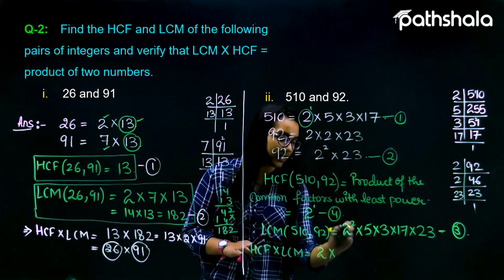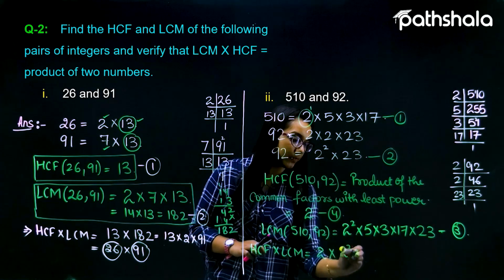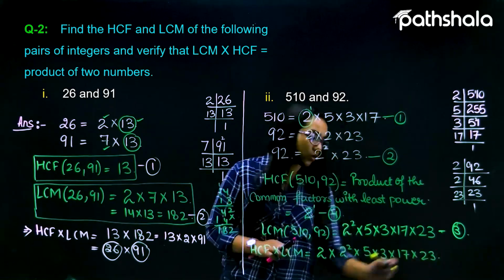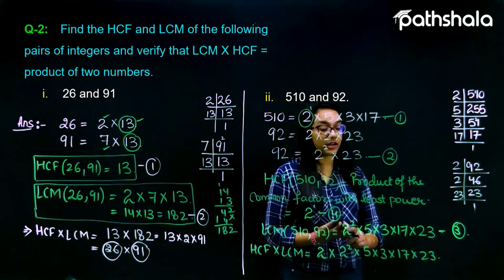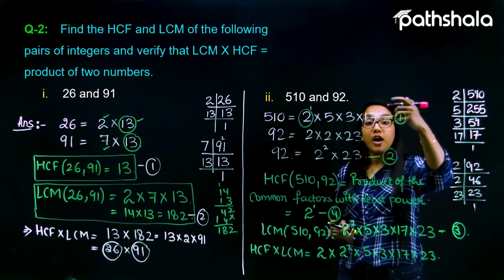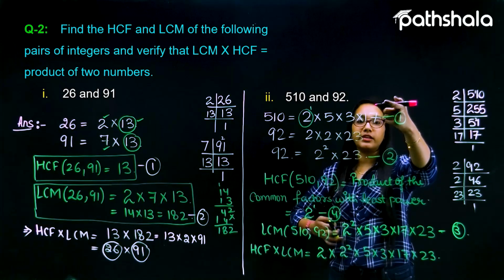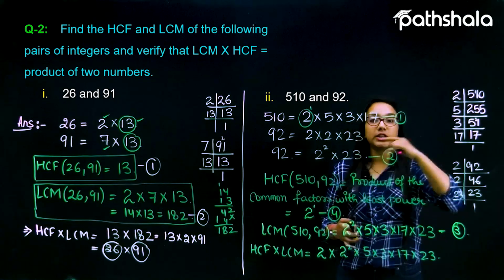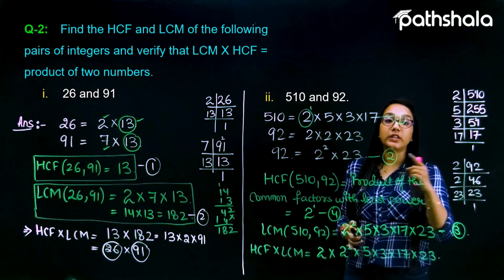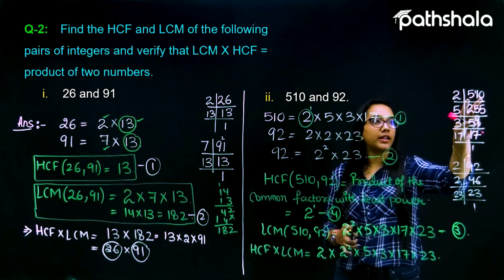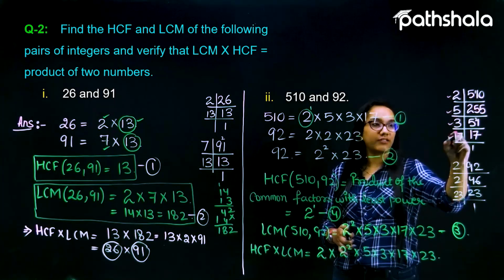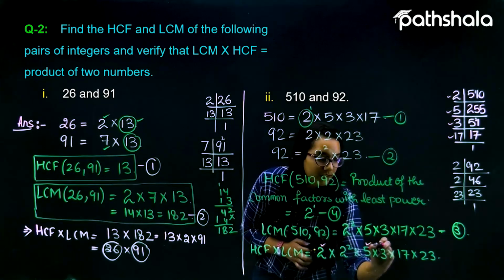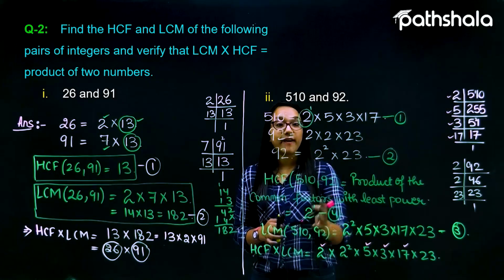So HCF is 2, and the LCM was 2 raised to the power 2 into 5 into 3 into 17 into 23. So let us suppose I'm solving it in such a way that I should definitely get the answer as 510 into 92. So first of all, in 510 we do have the factors as 2, 5, 3, 17, because we know that 510 involves the factors 2, 5, 3, 17. So let us suppose I'm combining 2, 5, 3, 17. So 2, 5, 3, 17 means 510.